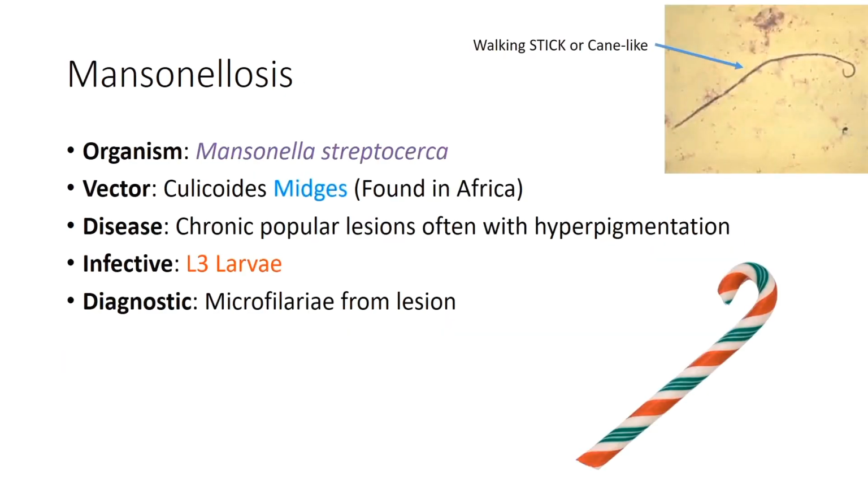The next worm is Mansonellosis. This is caused by Mansonella streptocerca. The vector is Culicoides midges. So if you just remember midges, this carries Mansonella. This is known as your walking stick or cane-like worm. That's the common name we give it. It looks almost like a walking stick.